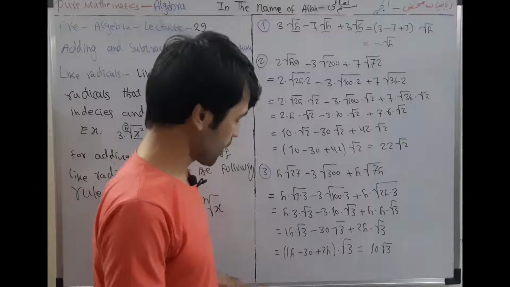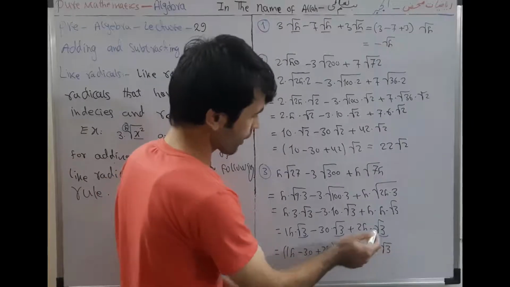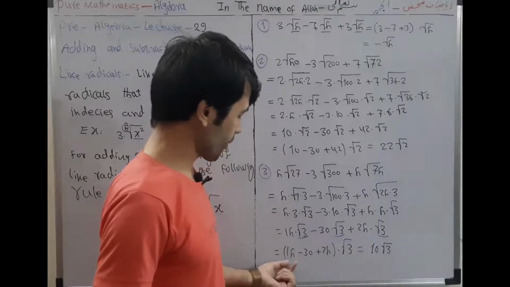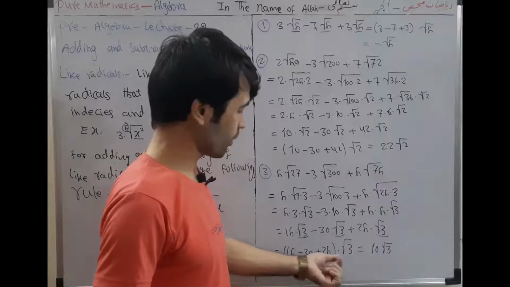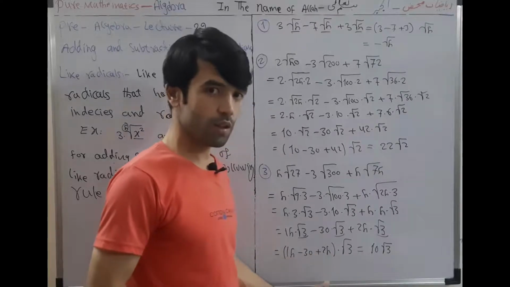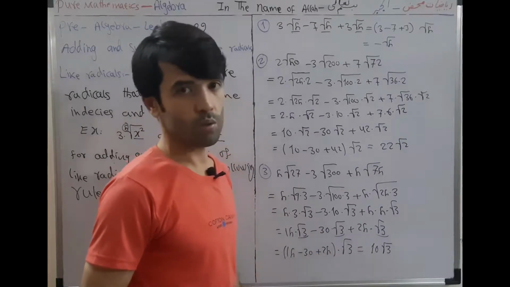Then we get similar radicals. Here all of them are same. Like radicals, then we add and subtract their coefficient. 15 minus 30 plus 25 into square root of 3. 15 minus 30 plus 25, it is equal to 10 square root of 3.